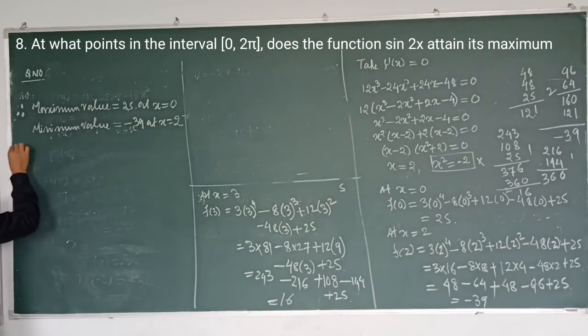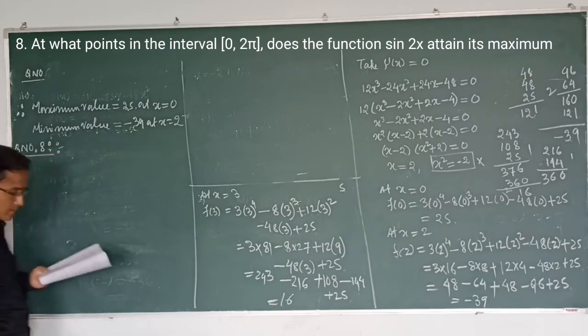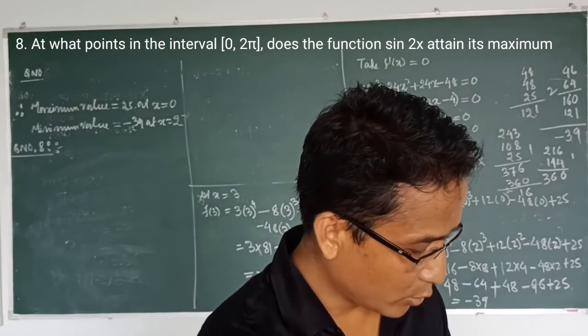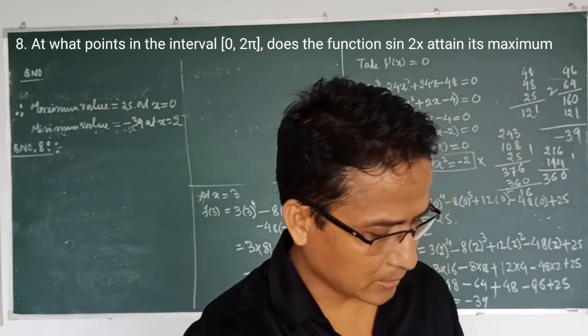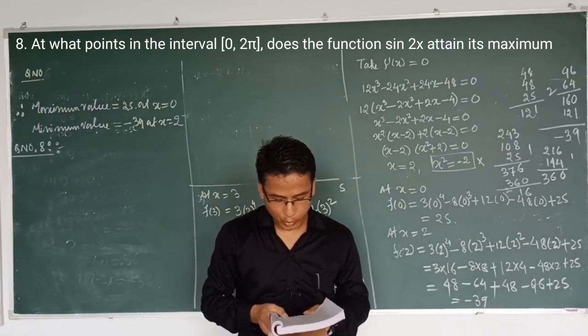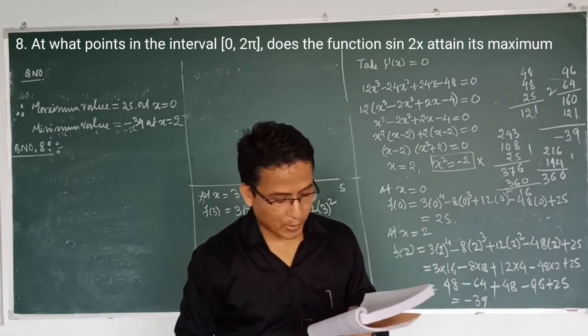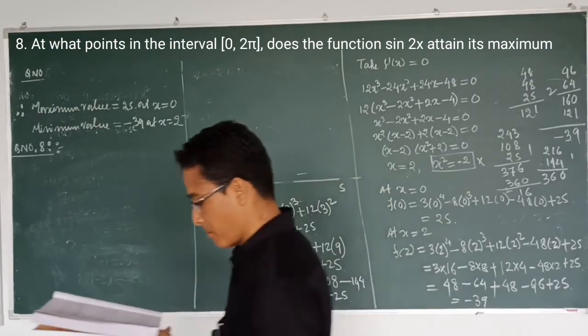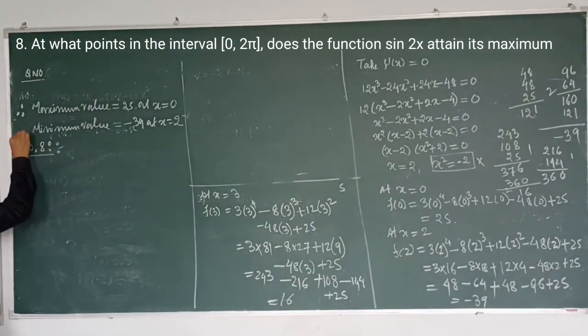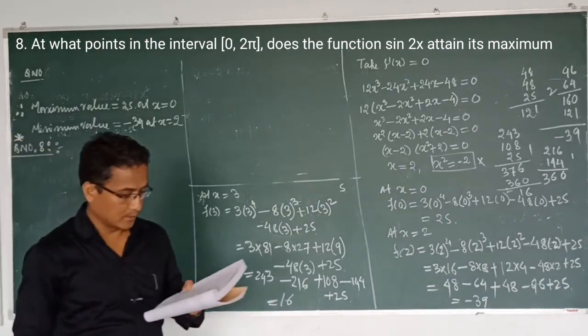Question number 8. Let's see this. In question number 8 they are given: at what point in the interval 0 to 2 pi does the function sin 2x attain its maximum value? This is one of the important questions. I will put a star mark.